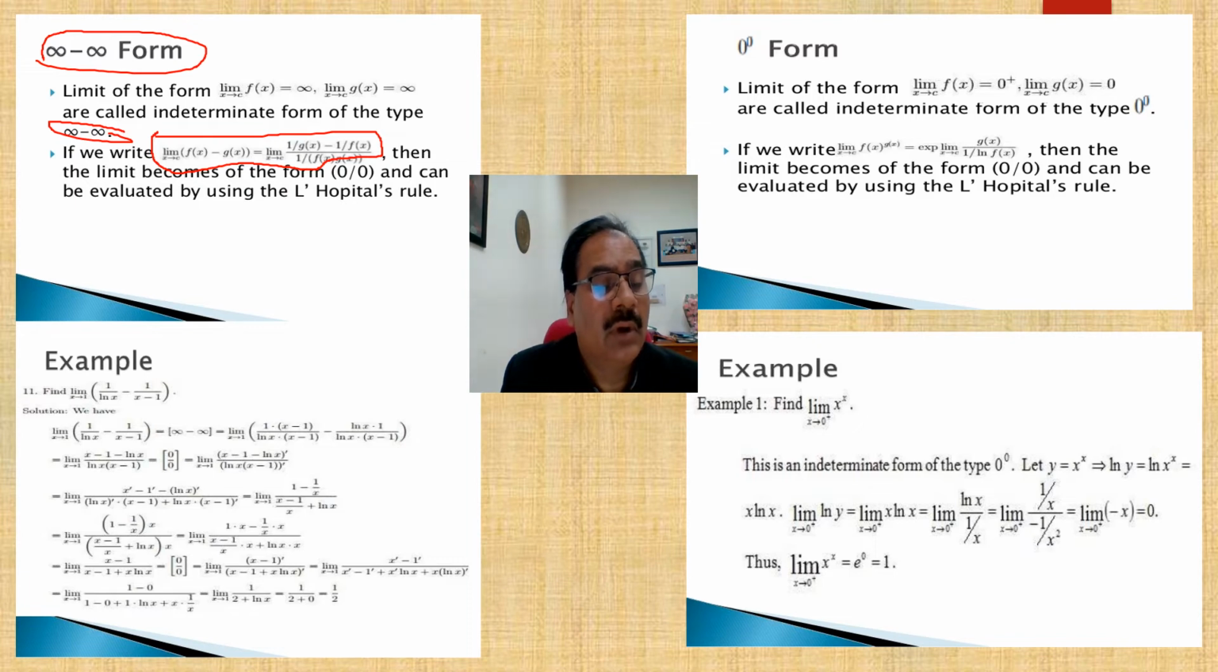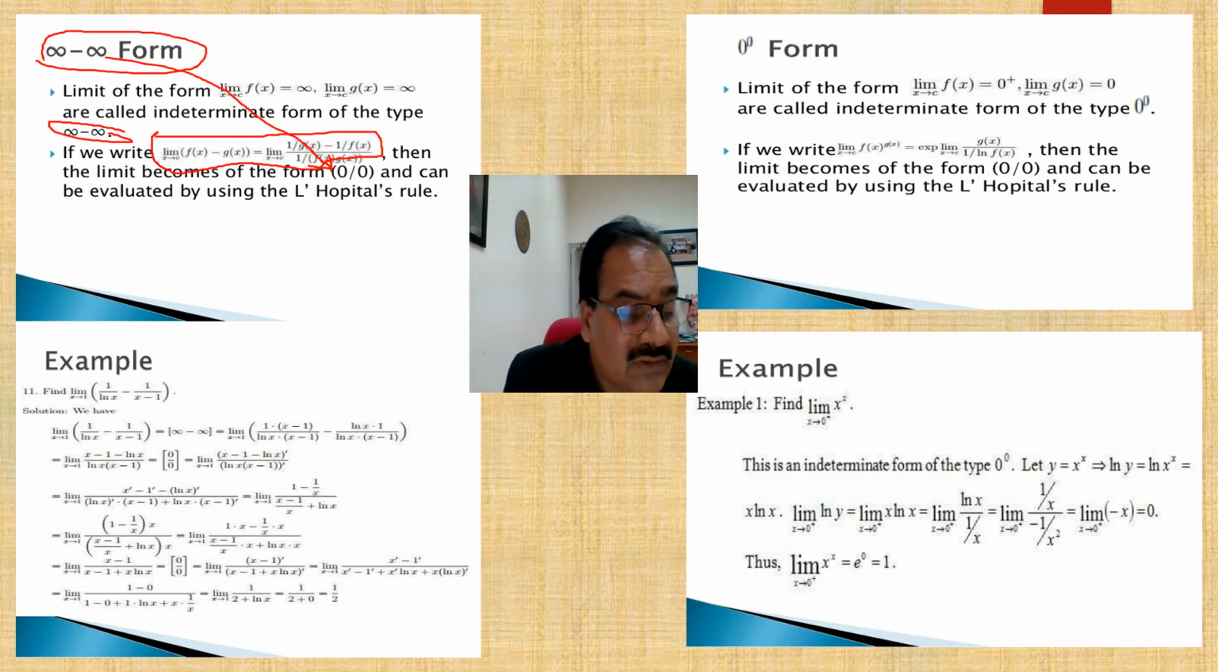Limit as x tends to c of f(x) minus g(x) is equal to limit as x tends to c of (1 by g(x) minus 1 by f(x)) divided by 1 divided by f(x) g(x). Then the limit becomes the form 0 by 0. So the infinity by infinity form comes into 0 by 0, and can be evaluated by using L'Hospital's rule.